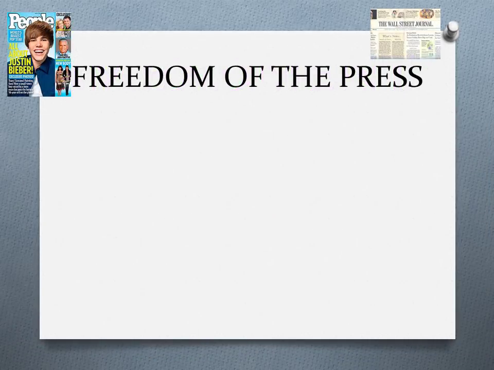Let's begin with freedom of the press. Access to free and open media outlets is critical for any democracy. There are 3 Supreme Court decisions relating to the freedom of the press that most AP U.S. Government students would need to know for the AP exam.